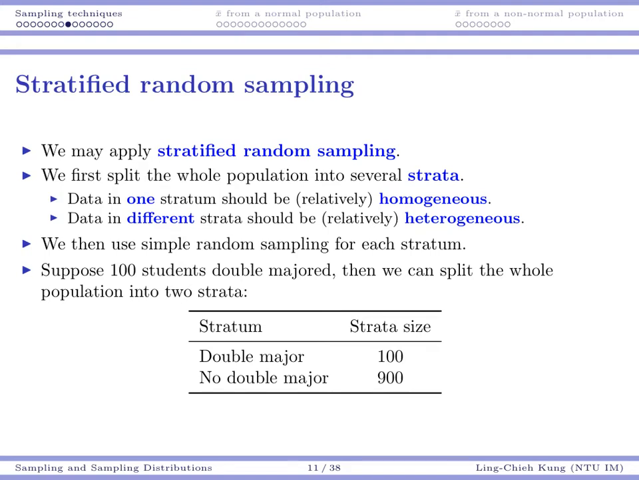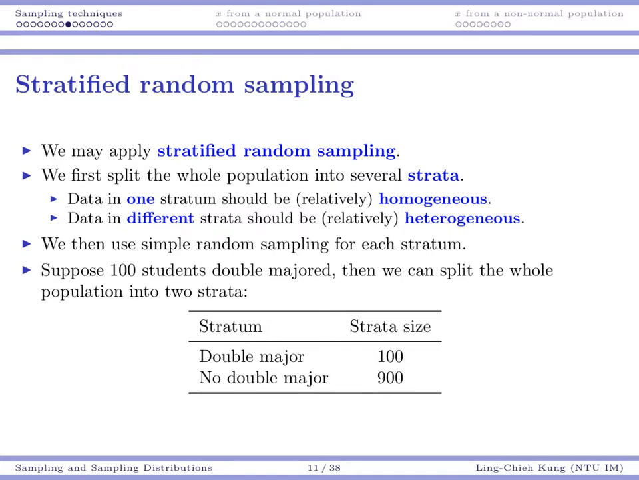Alright, so in the previous video, we stopped at a situation where random sampling generates a non-representative sample. To fix that problem, people typically apply so-called stratified random sampling. Stratified random sampling, what's that? We first split the whole population into several strata. Each stratum is simply a category or a group.